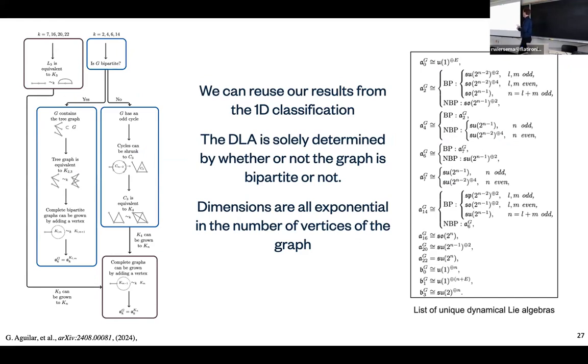And the only defining characteristic is whether the graph that you've constructed is bipartite or not. So again, this proof is kind of a lot, but this is sort of a sketch. You have a flow chart that basically tells you: you look at your graph, is it bipartite? If yes, then you go through this route. If no, you go through this route. And then based on that, you get different types of dynamical Lie algebras.